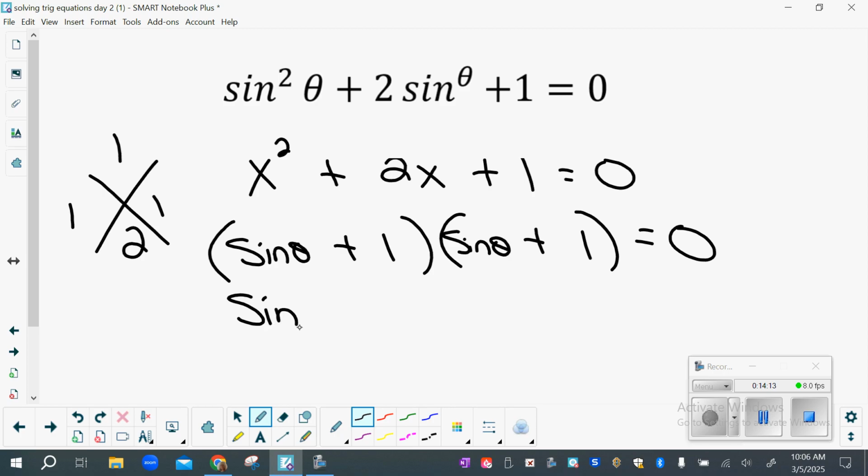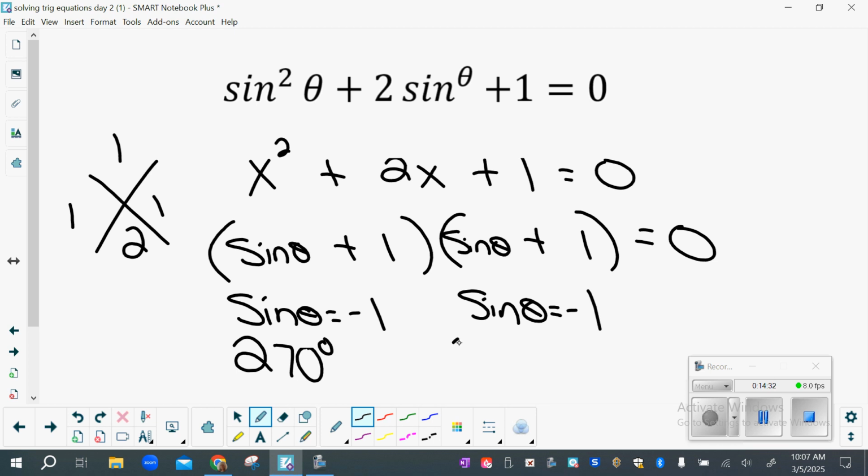Sine, now squared, equals negative 1. And sine theta is negative 1. Now, to be honest, you get 2 answers, but they are the same answer. Do I need to write them both? I don't. If you do, though, because you're like, hey, I'm just going to do it to be on the safe side, that's fine. But 270 is the number that works there. You know how to do it.